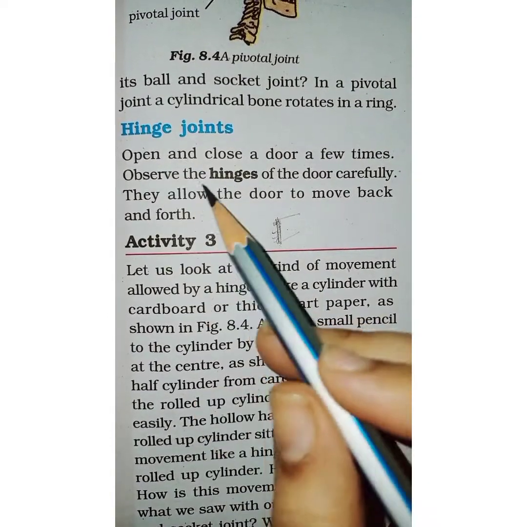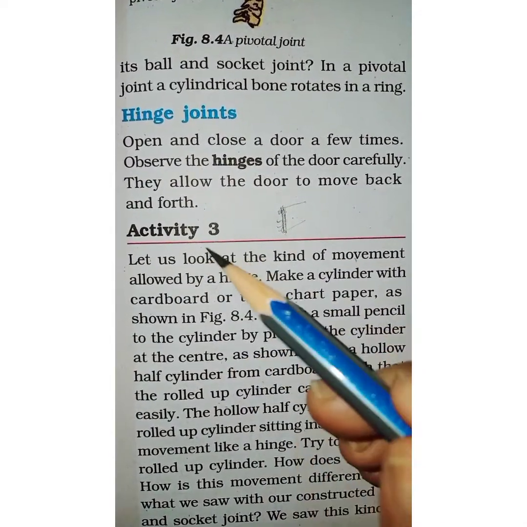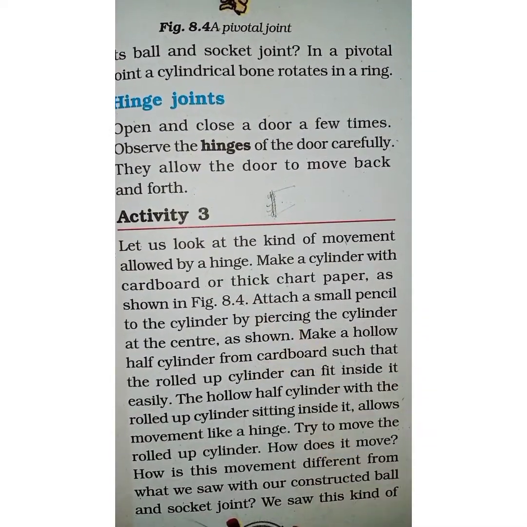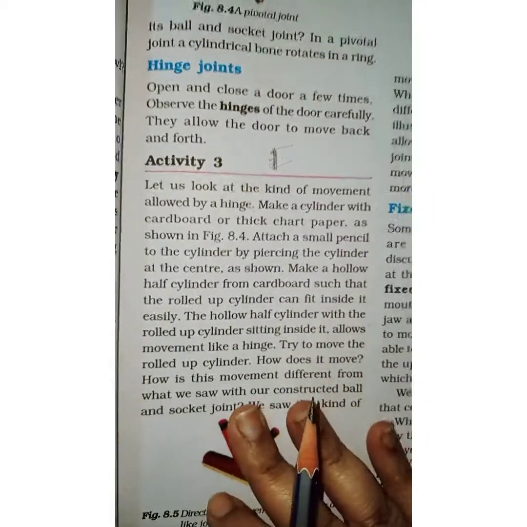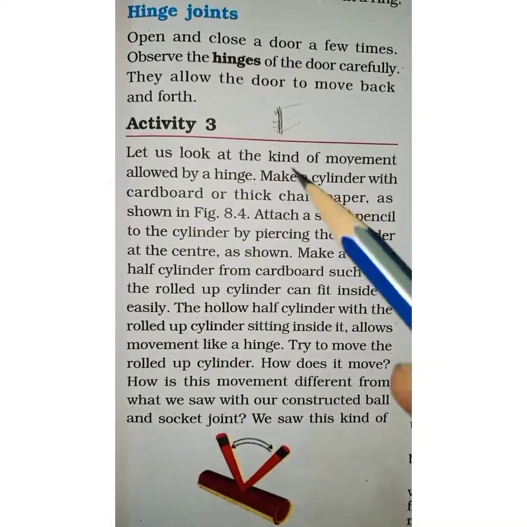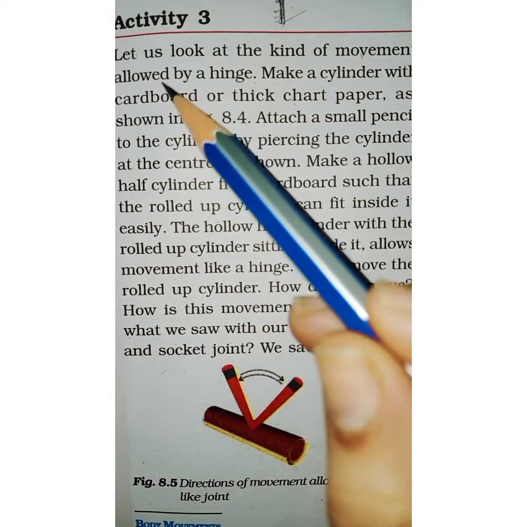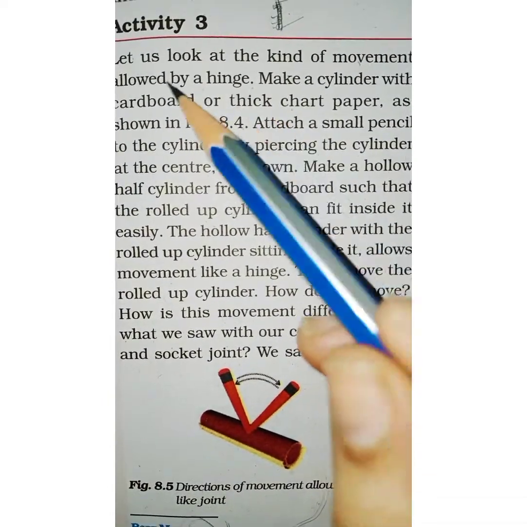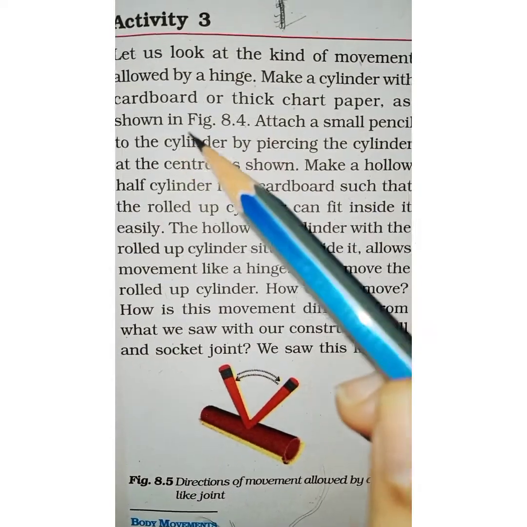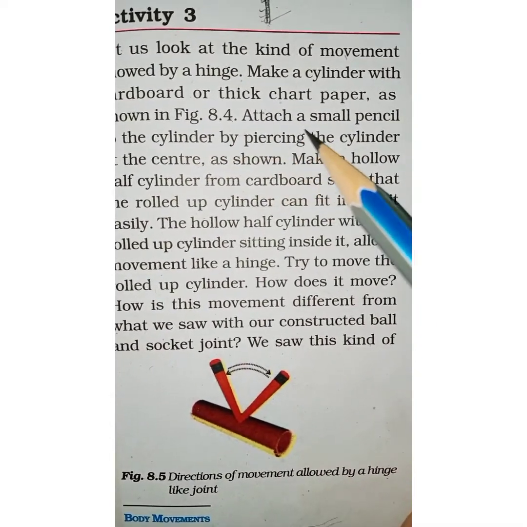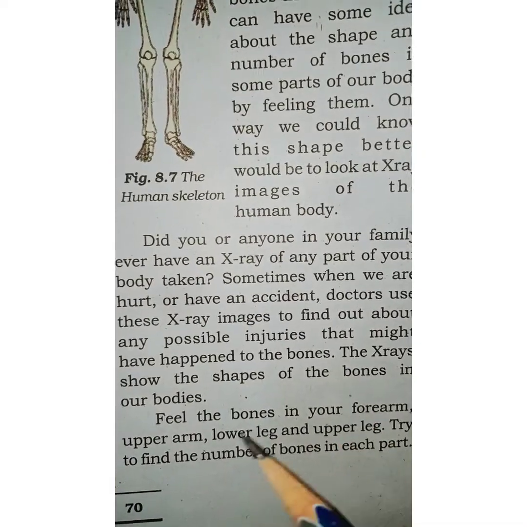So why are we discussing this? What is the relation between the door, these hinges and this joint? Let us see. If you read this and understand activity 3, you will understand the concept of the door as well. So the next activity is activity 3. Let us look at the kind of movement allowed by the hinge. Make a cylinder with a cardboard or thick chart paper as shown in figure 8.4. Attach a small pencil to the cylinder as in the picture.